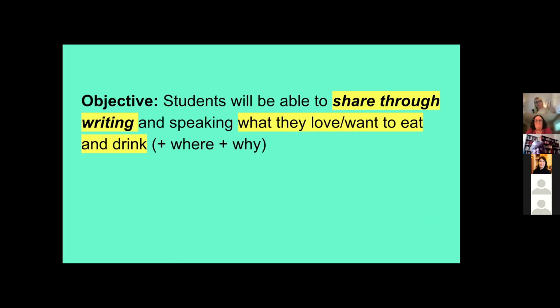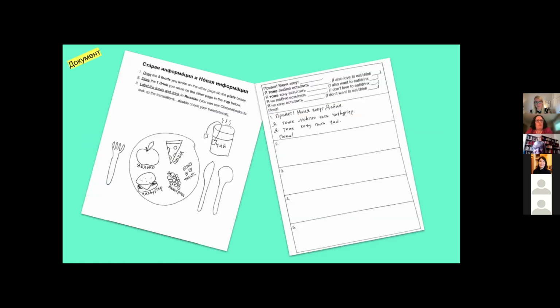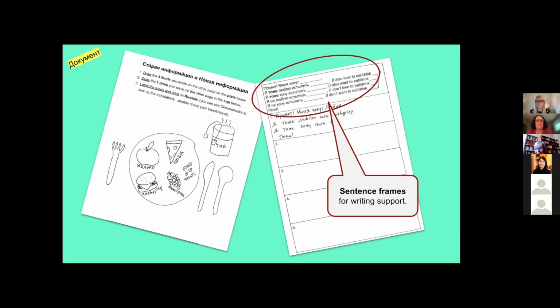From there, the next part of the objective was that they were going to share through writing. So first they figured out what they love to drink and eat, and now they're going to share through writing. They could open their packet like this, so they can reference both the food page and the little graphic organizer on the right, and they would trade papers with other students, and the students would react to their drawings and say, oh, I also love to eat pizza, or I don't like Cheez-Its, which I don't think anyone would have said. At the top right, I have some sentence frames for writing support for students, and some of them needed it and some of them didn't, but it was there in case they needed it.